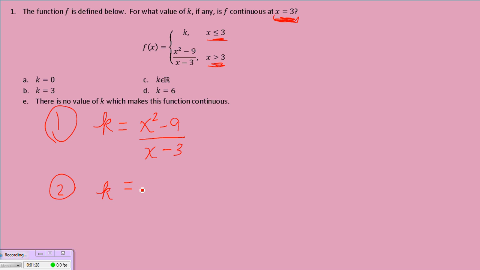So we have k equals 3 squared minus 9 over 3 minus 3, which gives us 0 over 0, and we have apparently destroyed the universe because we've divided by 0. So clearly this was maybe not the best thing to do next. Maybe we should have gone here and thought about this for a second.